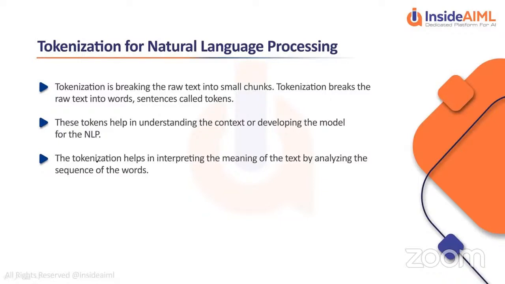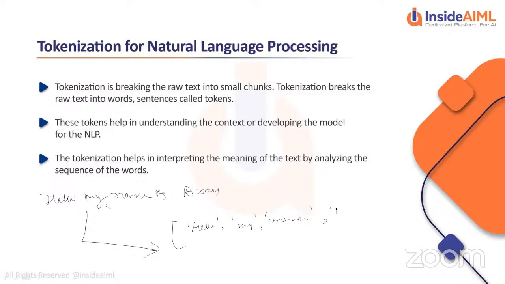Okay. So if we have a sentence like this: hello, my name is Ajay. After tokenization, it will be like this: hello, my, name, is, Ajay. It will be like this. So this is the use of tokenization, breaking the sentence into words.